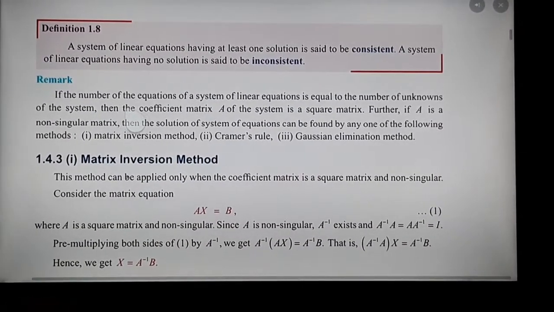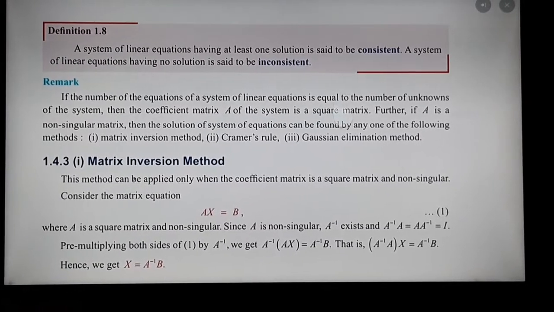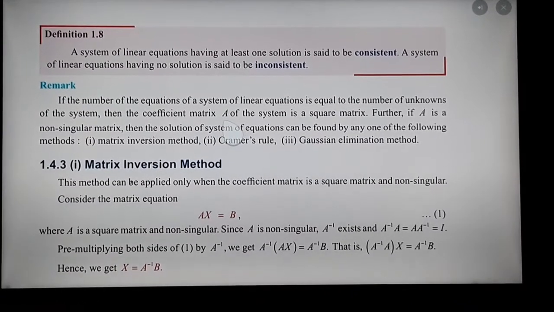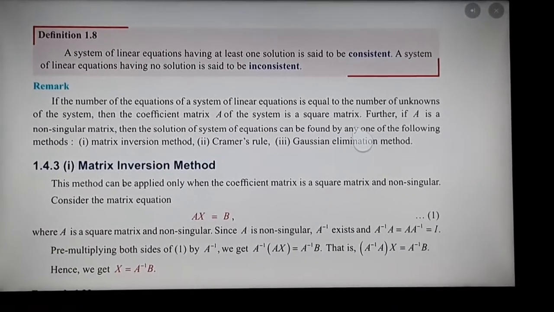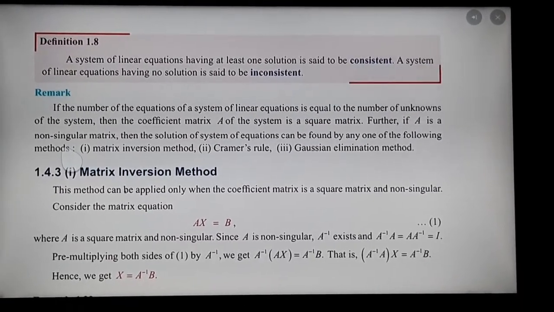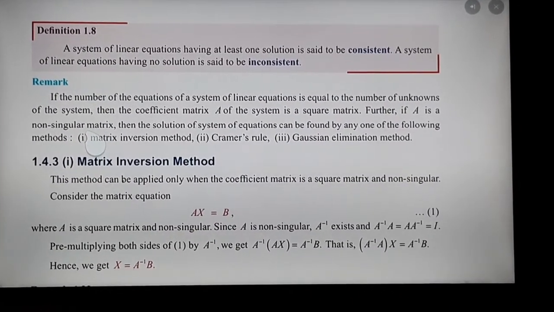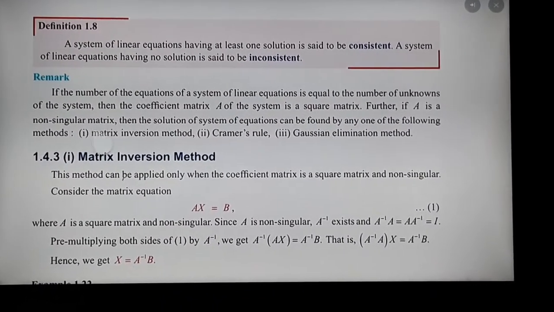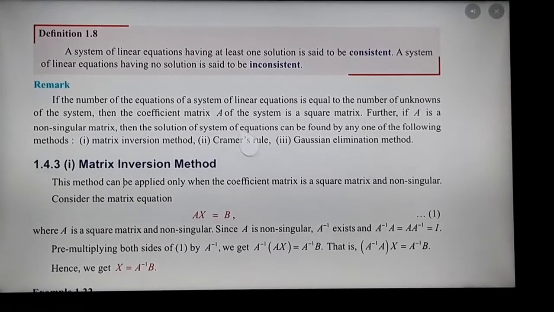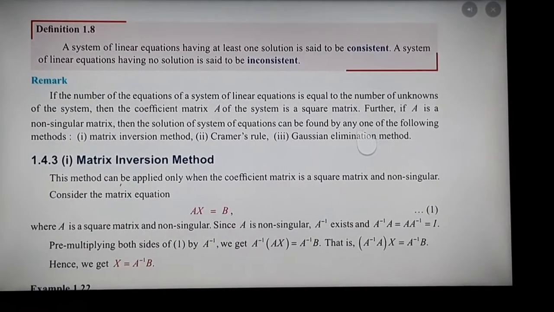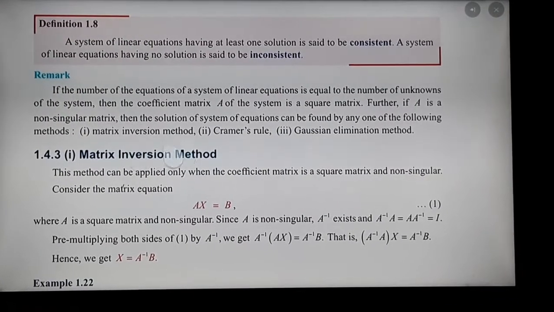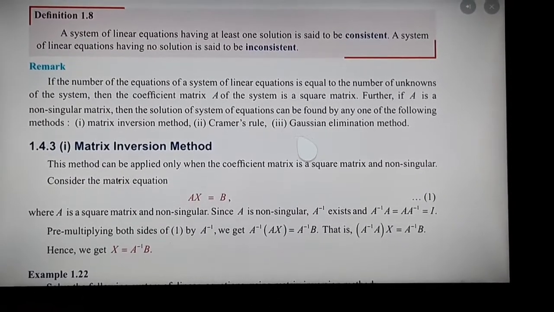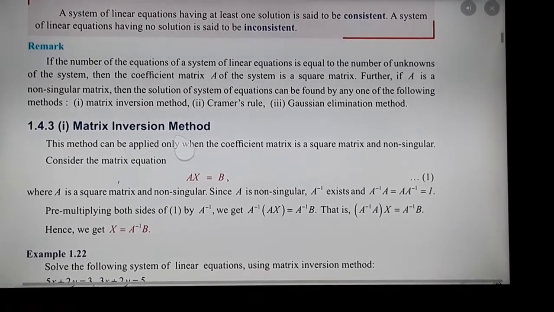Now, if the number of equations of a system of linear equation is equal to the number of unknowns, then the coefficient matrix A of the system is a square matrix. Further, if A is non-singular, then A inverse exists, otherwise it does not exist. That's why A must be a non-singular matrix. Then the solution of the system of equations can be found by any one of the following methods: matrix inversion method, Cramer's rule, Gaussian elimination method. Now we will see the first method, matrix inversion method.